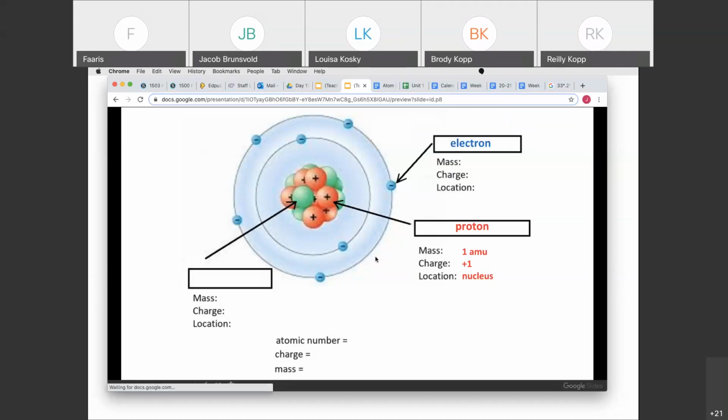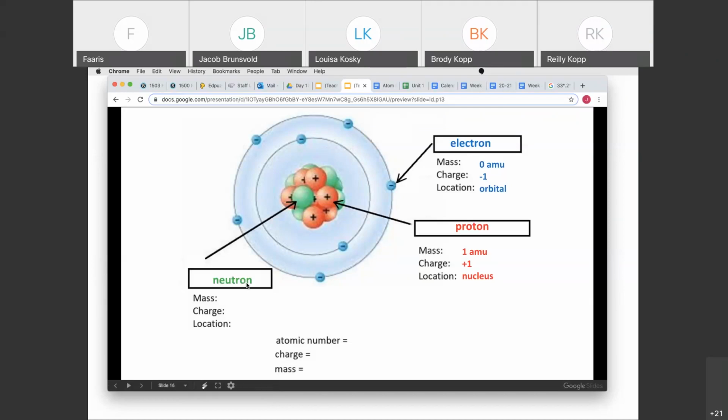Next up is the electron. Mass is 0 AMU. Charge is -1, and it's located in the orbital. So the electrons orbit around the nucleus. They're not located in the center with the other particles.